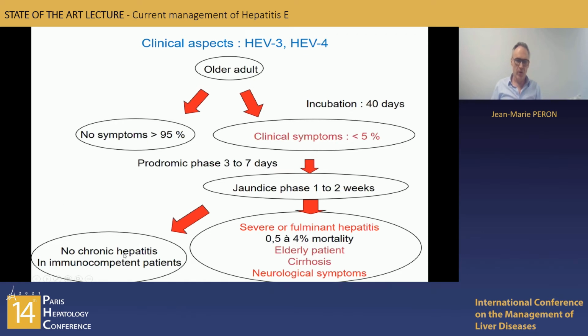There is no chronic hepatitis in immunocompetent patients, but you can have severe or fulminant hepatitis in immunocompetent patients, with a mortality which is high, from 0.5 to 4%, especially in elderly patients and in patients with cirrhosis. Interestingly, it's the hepatitis virus that causes the most neurological symptoms, with the risk of neurological symptoms around 15%.